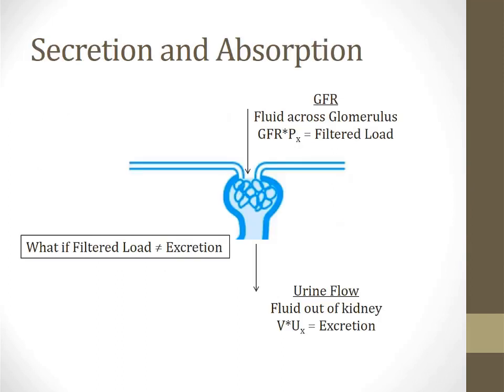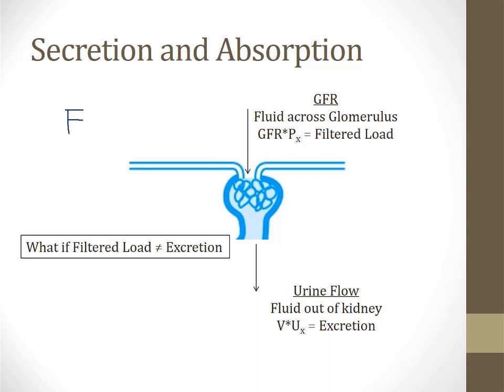Now let's talk about secretion and absorption. There are 3 factors that determine how much of a solute is excreted in the urine. The first is how much is filtered at the glomerulus. Obviously, if you filter more of a solute like sodium, then potentially more will go out in the urine.